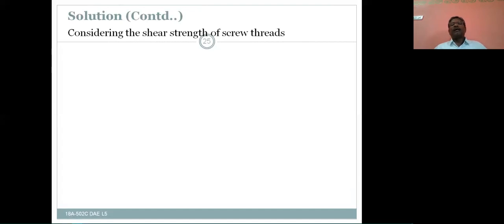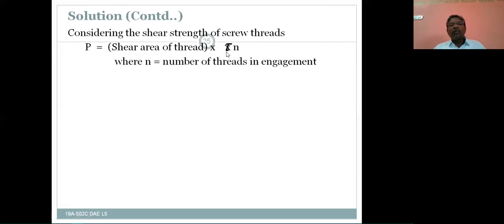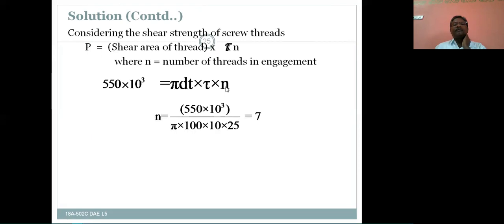Consider the shear strength of the screw threads equal to the tensile strength. The tensile load P is equal to the shear area of the thread into tau into N, where N is the number of threads in engagement. That is 550 into 10 to the power of 3 is equal to pi d t into tau into N. Finally you will get the number of threads in engagement N equal to 7.